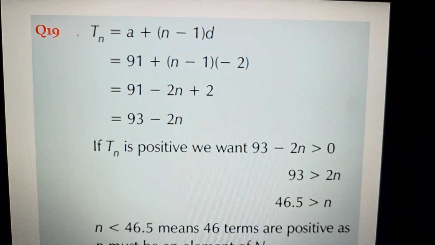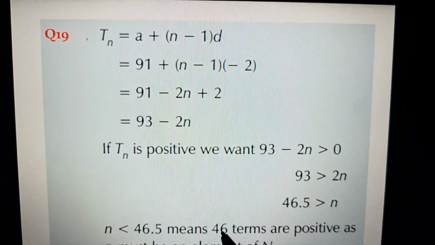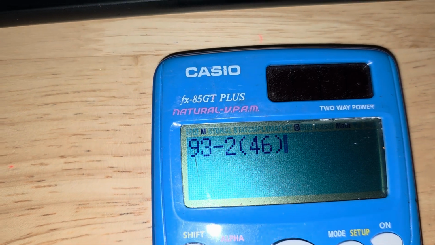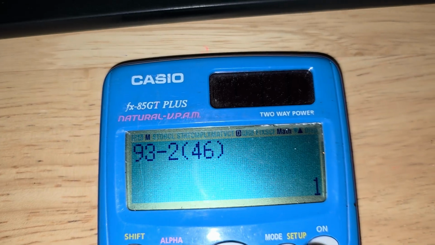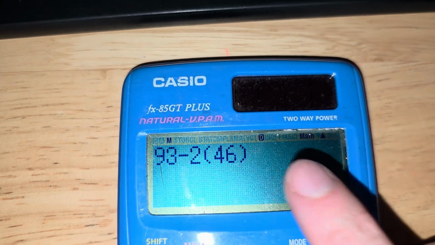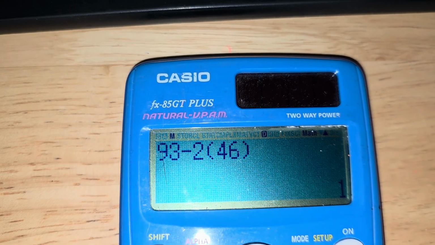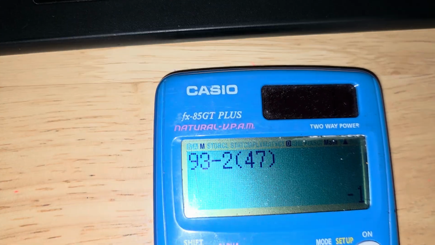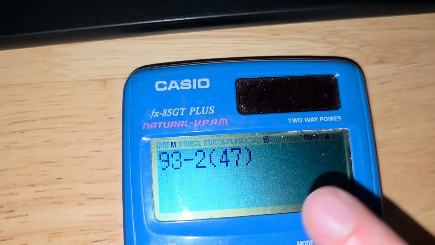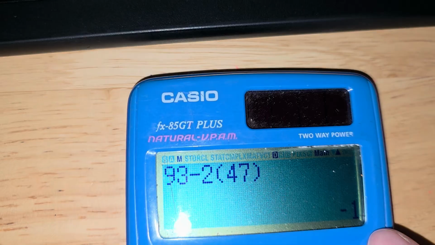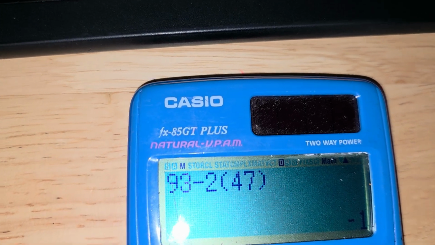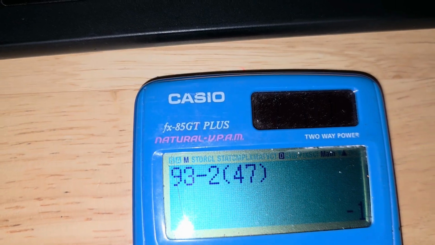You could check if that's correct. If I go and get the 46th term, so I sub 46 into that T of n formula, 93 minus 2n, that'll give me back 1. So the 46th term in that arithmetic sequence is 1. If I go and get the 47th term, the next term up from that, it's now minus 1. So you've gone from a positive term to a negative term. So I was correct to say that the first 46 terms in that arithmetic sequence are positive, and the ones after that would become negative.